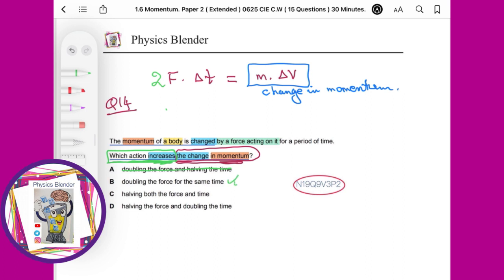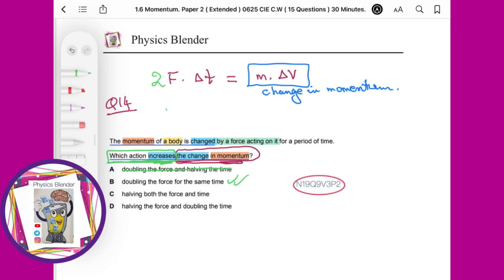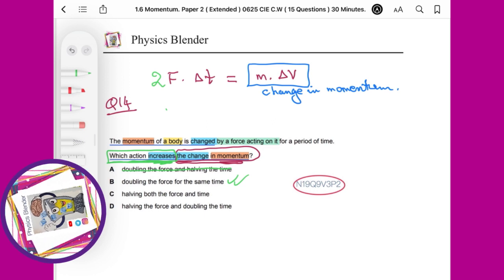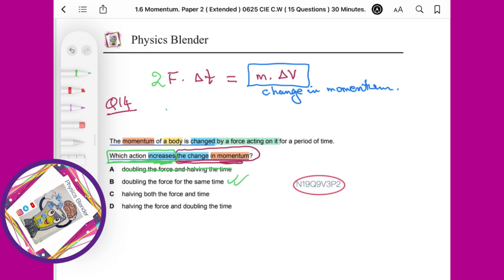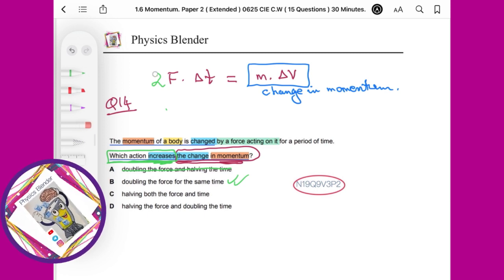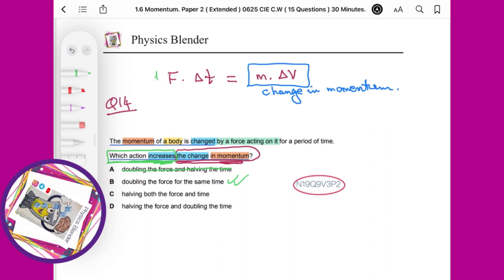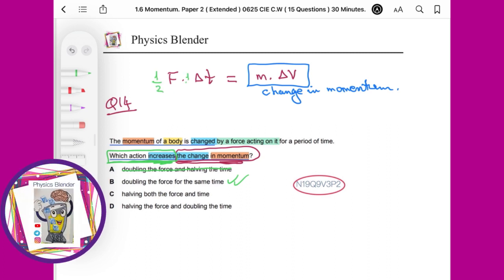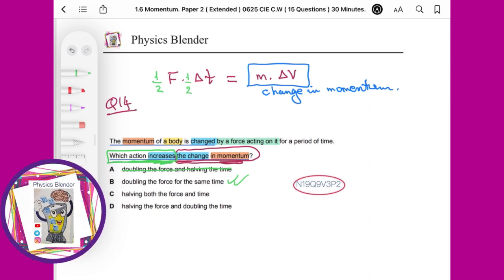This is the correct one. You will increase, the change in momentum will also be doubled. Let's check C and D. If force and time, both of them, are halved, so if the force is half and the time is halved, you will get a quarter of the change in momentum. So this one is also not the case.